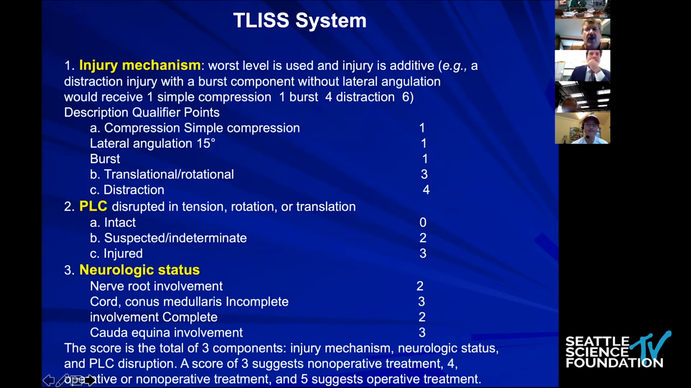The trouble with it came with what did it mean to have posterior ligamentous complex integrity. And I think we could all recognize these ones that were clearly intact and these ones that were clearly injured, but there's a very large group in the middle that are suspect or indeterminate.